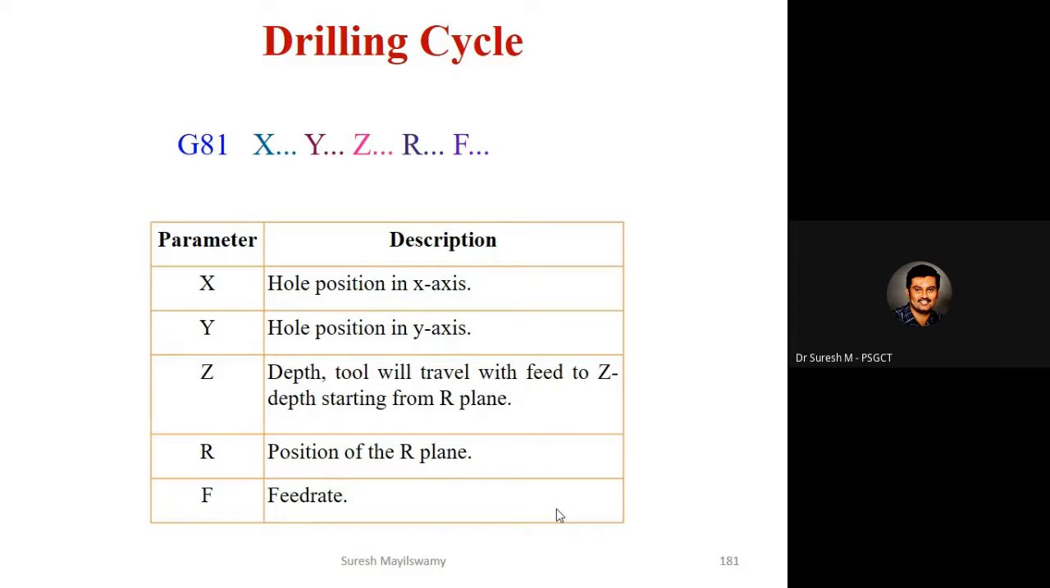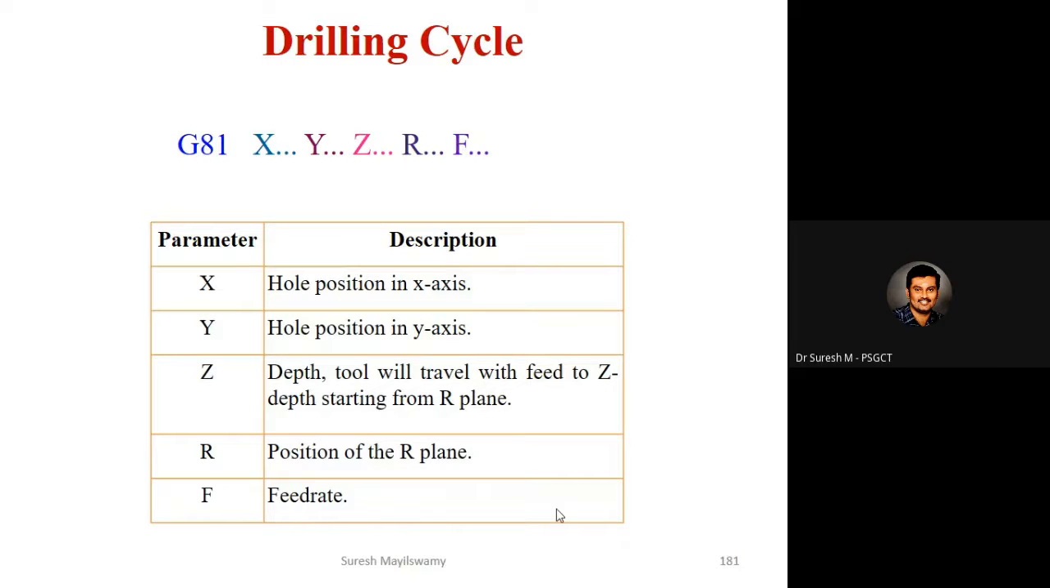And the next cycle is the drilling cycle. X, Y, Z axis are required here because this will be done in the vertical machining center. R and F are other parameters. So X, Y, Z are the hole position in X axis, Y axis and Z axis. And R is the position of our R plane.